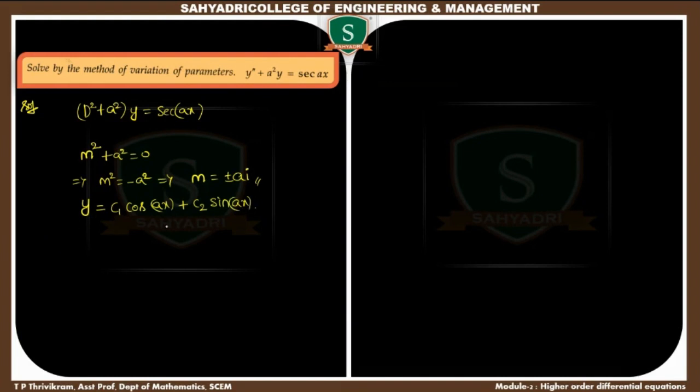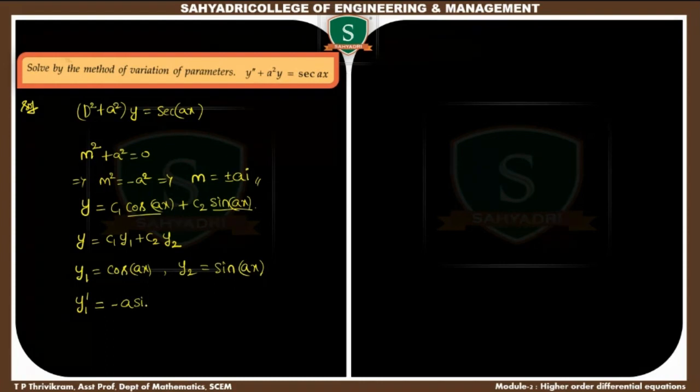Now here we assume this one is y1 and this one is y2. So y is equal to c1 y1 plus c2 y2. Therefore y1 is equal to cos ax, y2 is equal to sin ax. Now y1 dash we need to find. Y1 dash will be minus a sin ax. Similarly, y2 dash is equal to a cos ax.